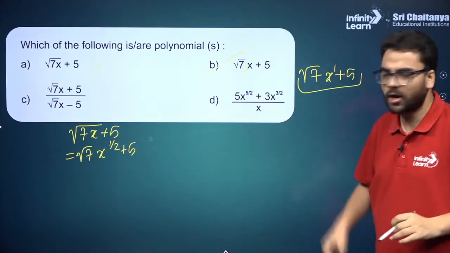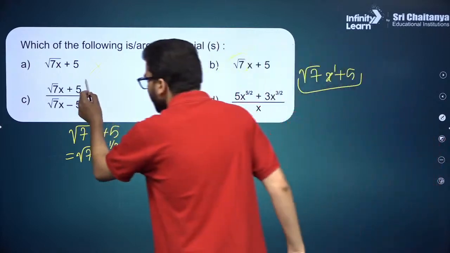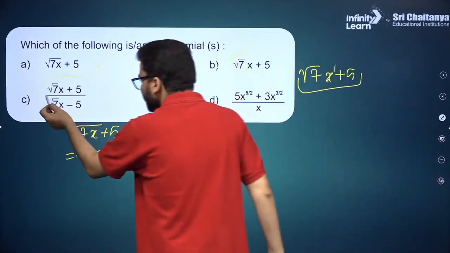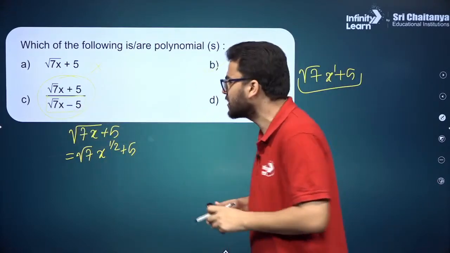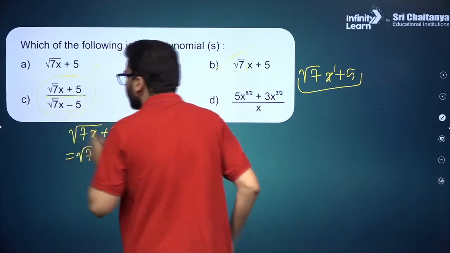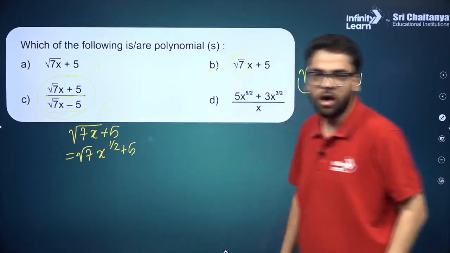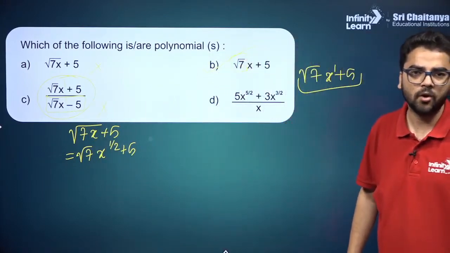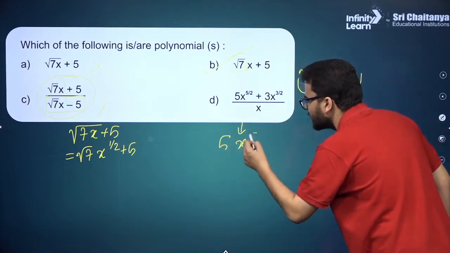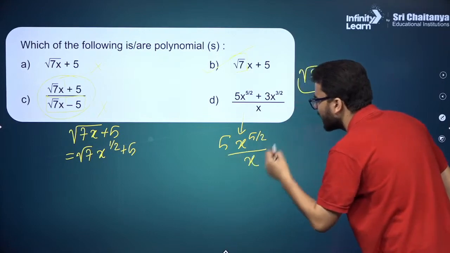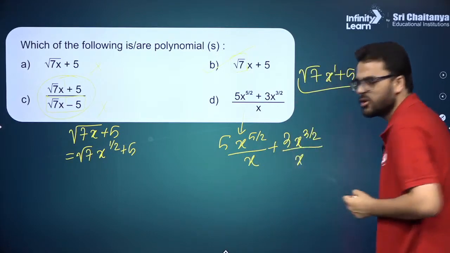Option D is also not a polynomial. Only option B is a polynomial over here. You see, this will give you a negative exponent of the variable. Now, this is in the denominator. Whether it is looking plus, that does not make it positive, because this is not in the numerator. So this is also not a polynomial. Option C is also not a polynomial. Option D, you can simplify: 5 by 2 divided by x plus 3x raised to power 3 by 2 by x. So you can use laws of exponents.